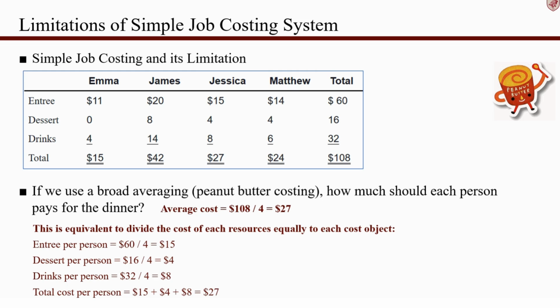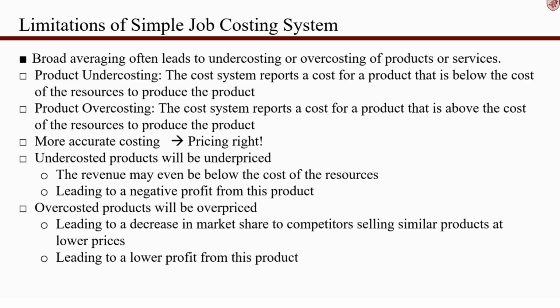But on the other hand, Emma and Matthew, they are paying more than what they have consumed. And in a managerial accounting concept, they are overcosted. So they're paying more cost than what they are actually consuming. So as you can see from this scenario, broad averaging or the peanut butter costing actually leads to either the undercosting or the overcosting of a cost object. Let's say it's a product or service, right?